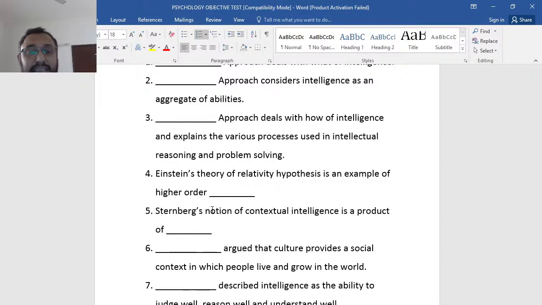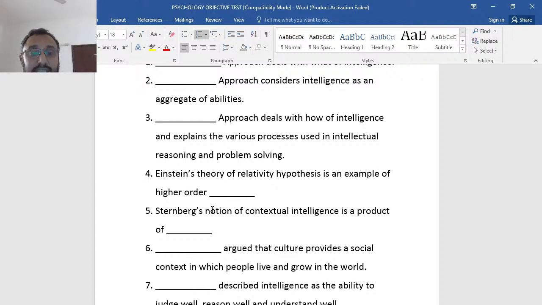Next, Dash argued that culture provides a social context in which people live and grow in the world. You see here, who argued about the culture and said that it is providing a social context in which people are living and growing in this world? It is Vygotsky, a Russian psychologist. Vygotsky argued that culture provides a social context in which people live and grow in this world.